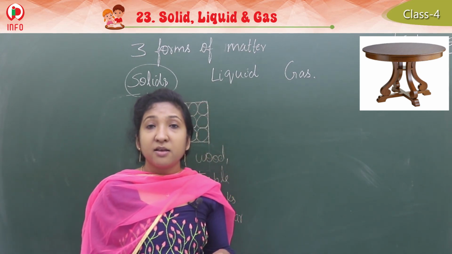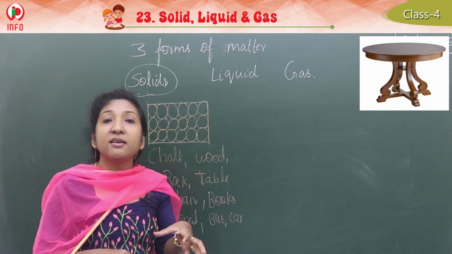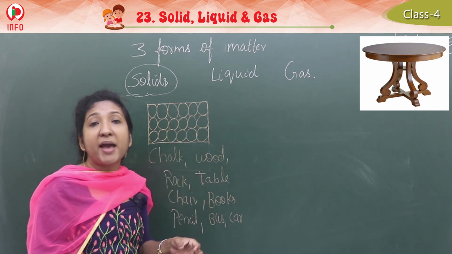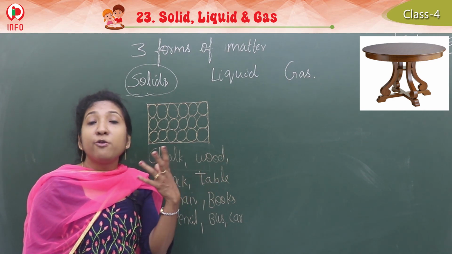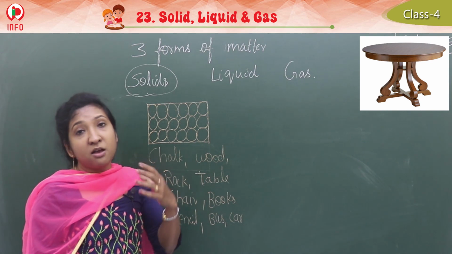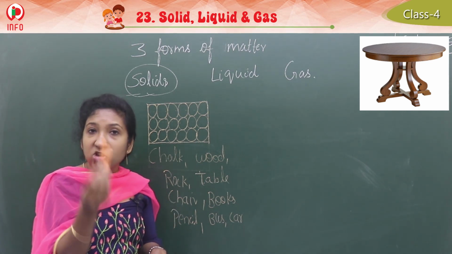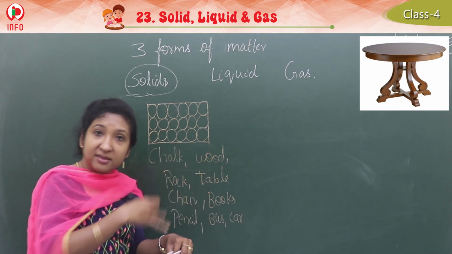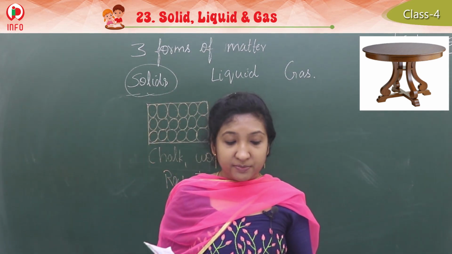They are hard. The molecules are very closely packed. They cannot move freely because no space is there to move. They are tightly, closely packed, and the force of attraction between them is more. That's why they have a definite shape and volume. Whatever things are made up of solid, they all have a definite shape and volume. They occupy space. So that's about solid.